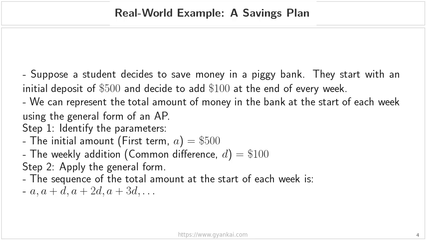Step 2. Now we apply the general form we derived in the previous slide. We know the sequence of the total amount at the start of each week follows the pattern: a, then a plus d, then a plus 2d, then a plus 3d, and so on.